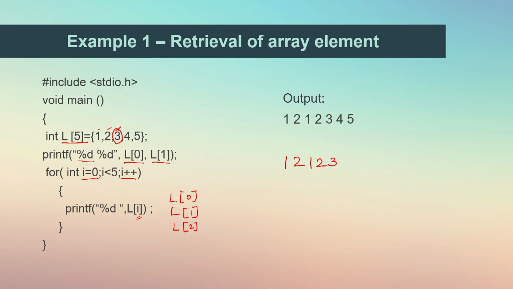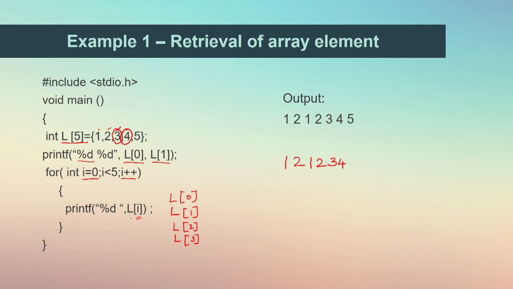Then again the loop will be iterated. As of now, the I value becomes 3, which is incremented. When it comes inside the loop, it is going to print the value of L of 3. So, L of 3 is now 4, and L of 3 is printed as 4. Then again the loop will be incremented. Now, the I value becomes 4.